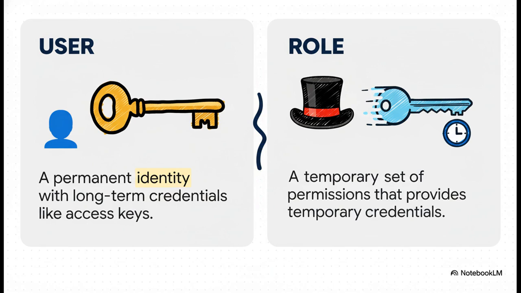A user is a permanent thing with long-term keys. You have to protect those. But a role is an ephemeral thing that provides temporary keys. So our application will use its permanent user identity for one thing and one thing only, to prove it's allowed to assume the role. Then, it uses the role's temporary credentials to do the actual work.